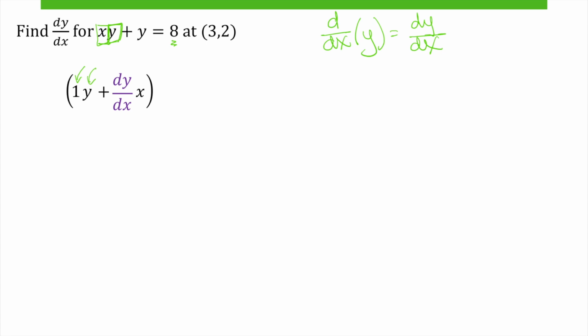Now we need to differentiate this plus y. So that's going to be plus the derivative of y, which again is dy/dx. And then what's the derivative of 8? That's a constant. So the derivative of a constant is 0. This is the calculus part.